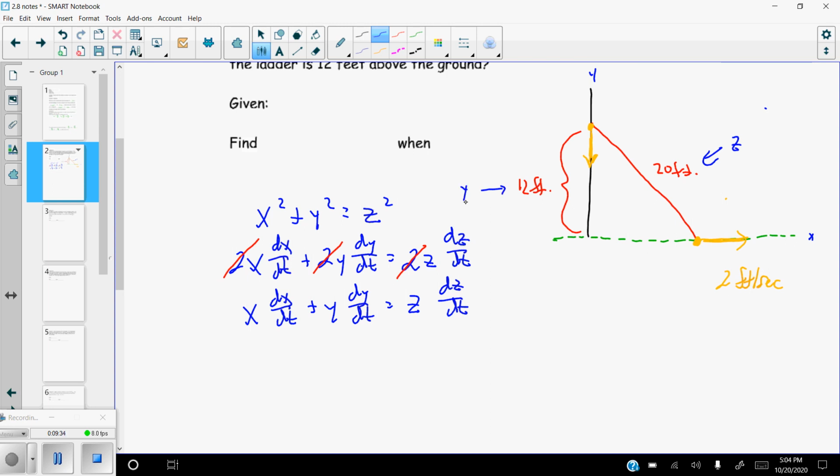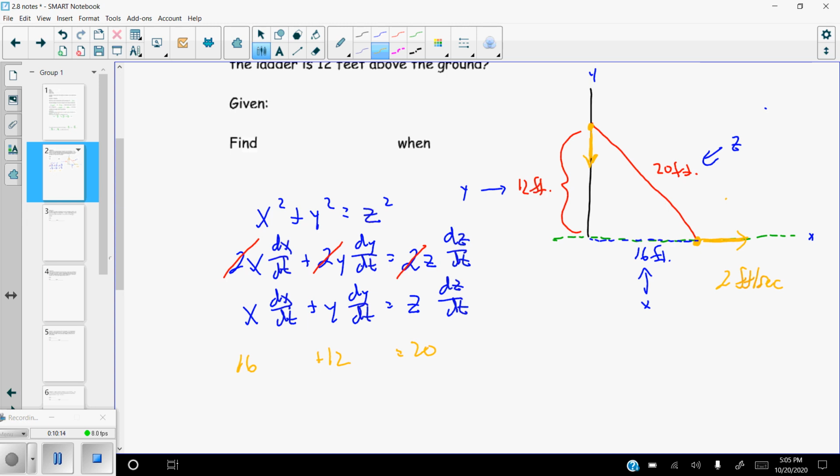I can find x. It didn't give me x, but I can find the length of that piece from basically here to here because it's part of a right triangle. So if you plug 20 and 12 into your standard Pythagorean theorem, you would find that this length would be 16 feet. Okay, I'm not going to work that one up, but you would find that that length would be 16 feet, and that is your x value. So we can fill those in. Let's go ahead and fill in the knowns. X is going to be 16, y is going to be 12, and z is going to be 20.